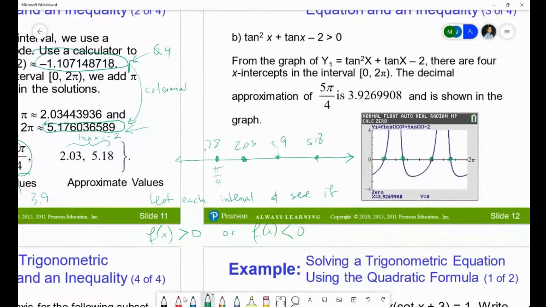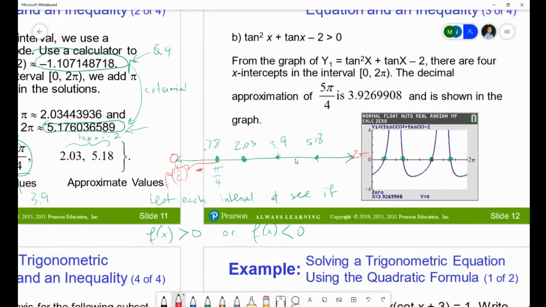So all I need to know is whether it is positive or negative. You can find some number in this interval between 0 and 2 pi. I can choose 1/2, for example, and find out what f of 1/2 gives me. It's going to give you a negative value, so we don't want that one.